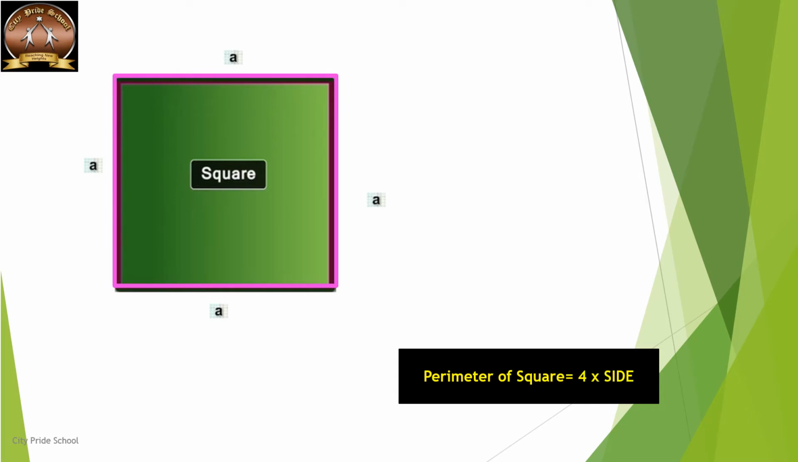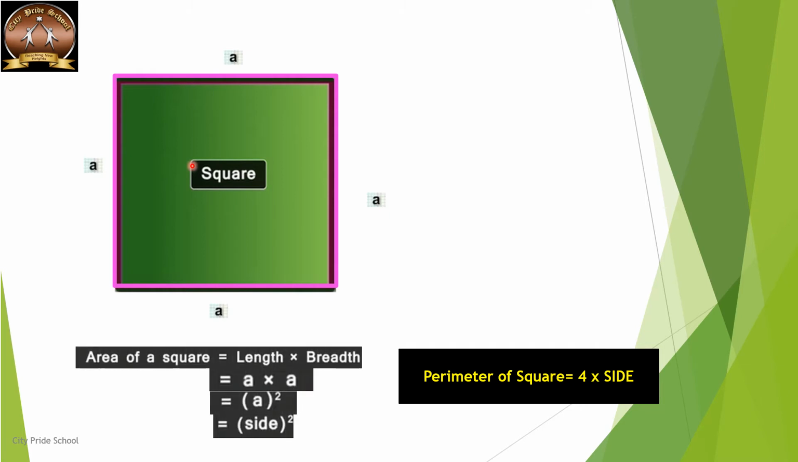Whereas area is the inner part, the inner part of the square. Correct? So the area of the square is given by length into breadth, that is A into A, and hence A square, that is side square.